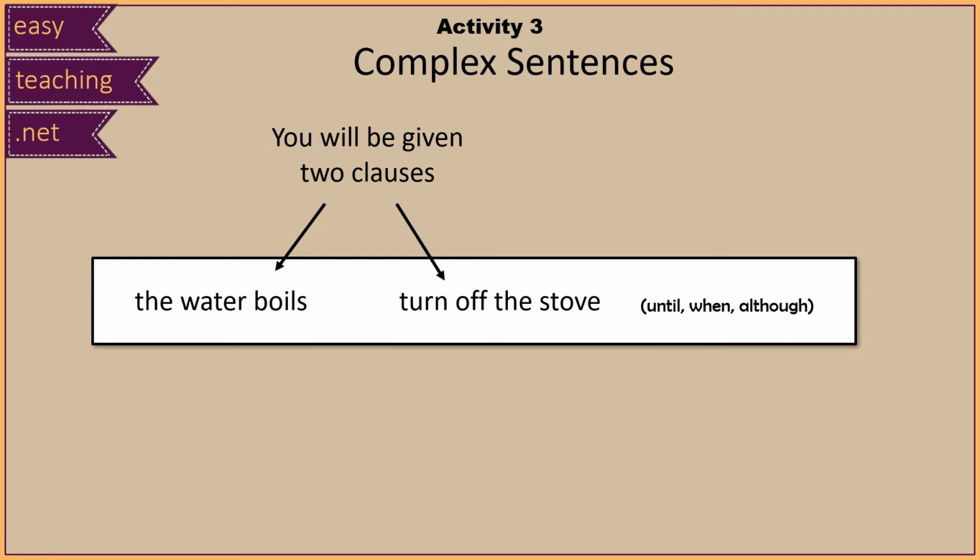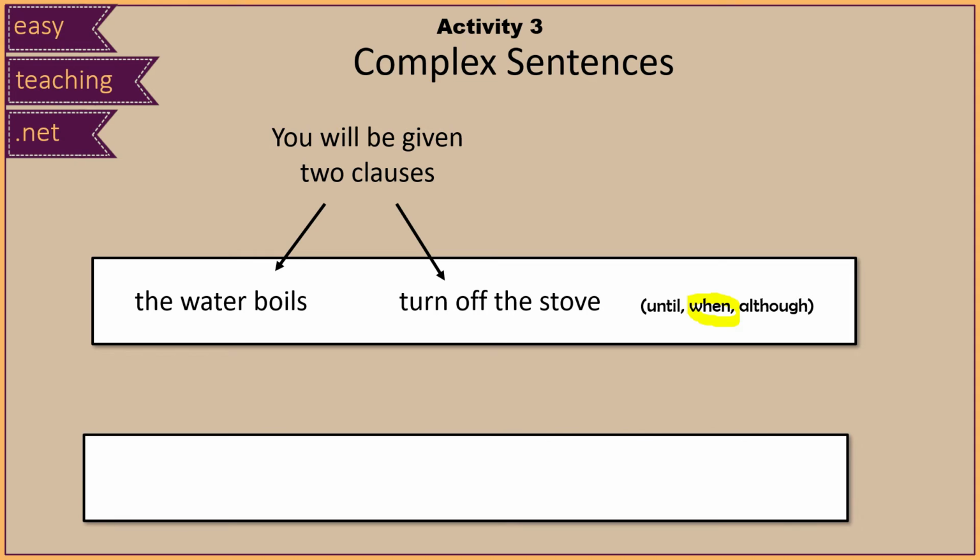I can see that the conjunction when will work. I could write, turn off the stove when the water boils. I've placed the dependent clause at the end, but I could also write, when the water boils, turn off the stove. If I write it this way, with the dependent clause first, I will need to make sure I include a comma.